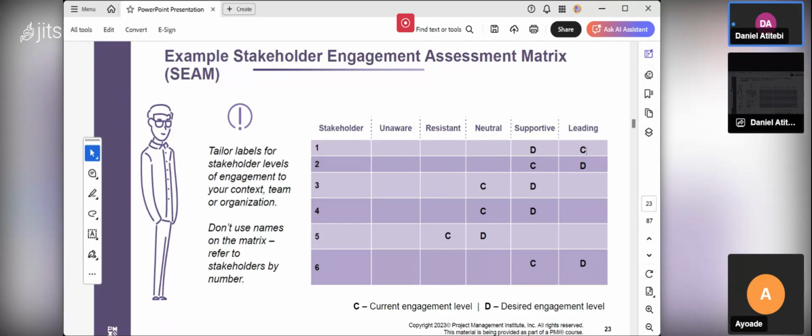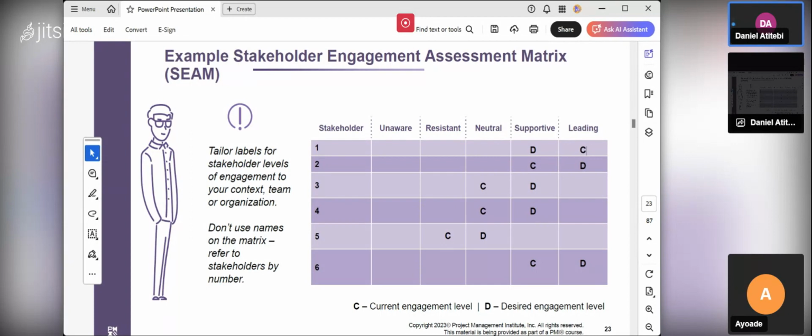If you look at stakeholder number three, currently is neutral. Your desire for him to be what? To support. But it's a neutral person. This one too is neutral. We want you to be supportive. This person is a resistant.